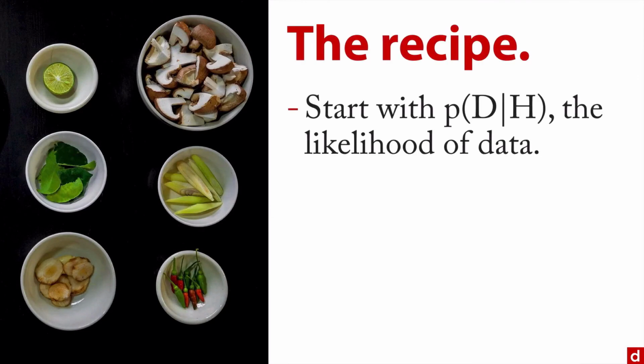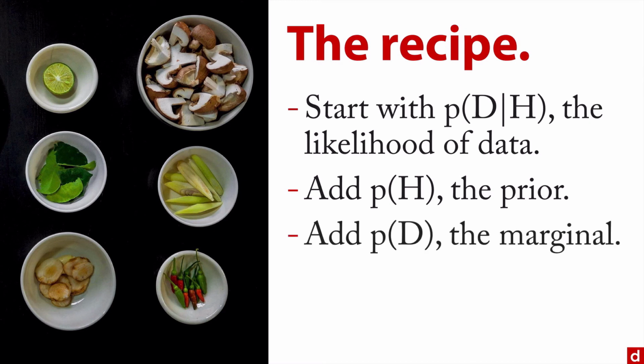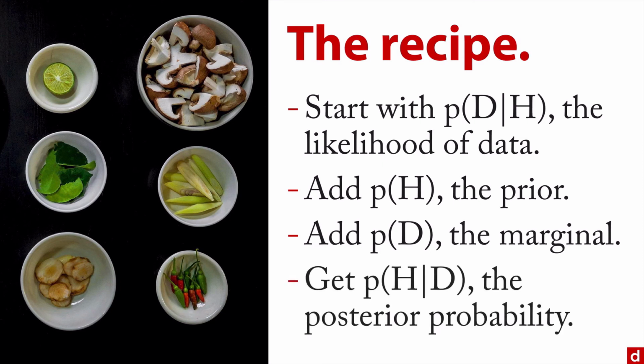You start with the probability of the data given the hypothesis, which is what you get from the likelihood of the data. You also get that from a standard inferential test. To that, you need to add the probability of the hypothesis or the cause being true. That's called the prior, or the prior probability. To that, you also add the probability of D, the probability of the data. That's called the marginal probability. And then you combine those in a special way to get the probability of the hypothesis given the data, or the posterior probability.